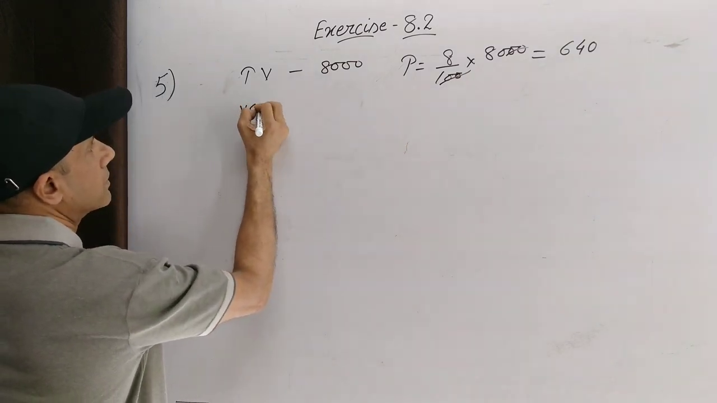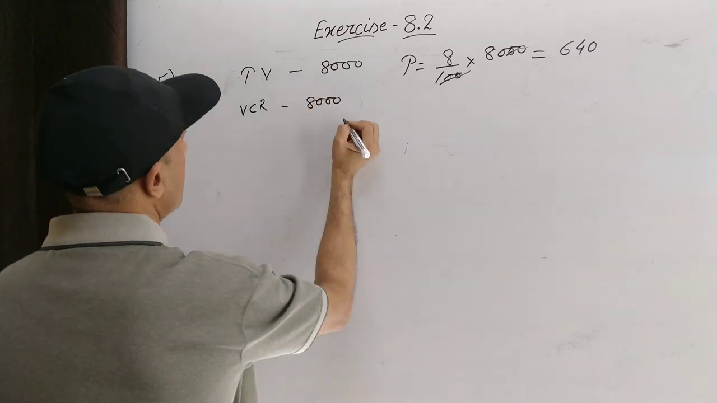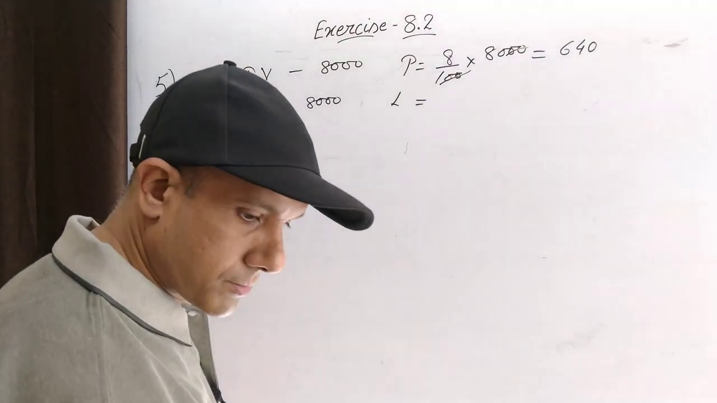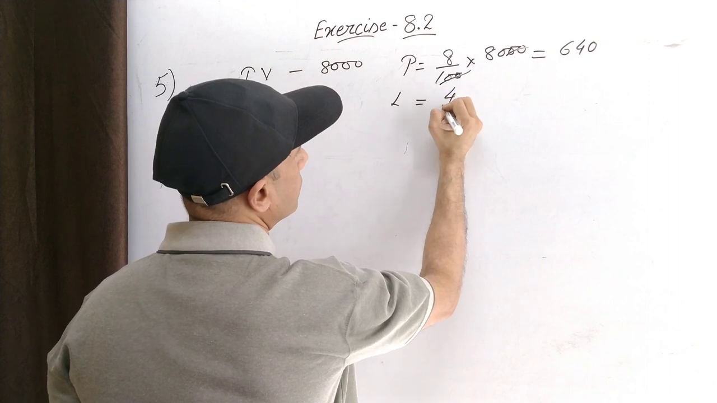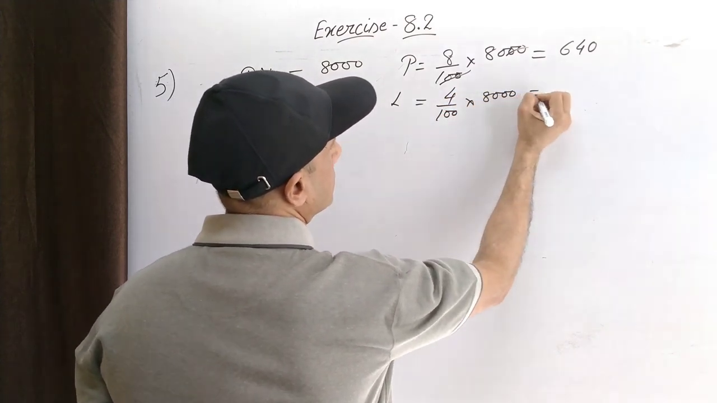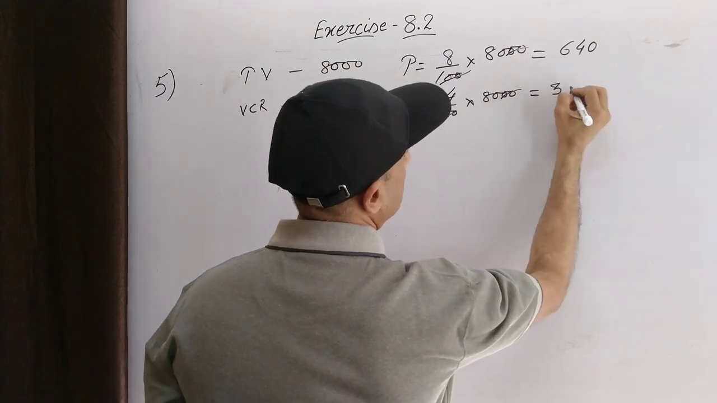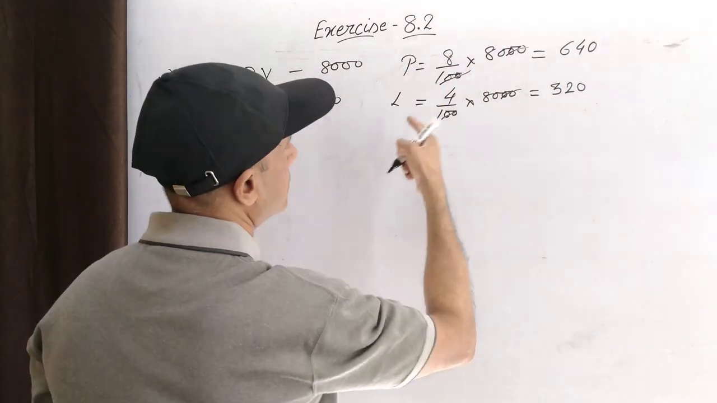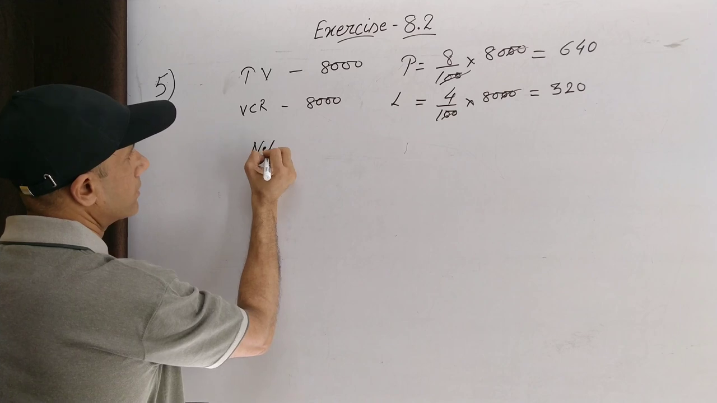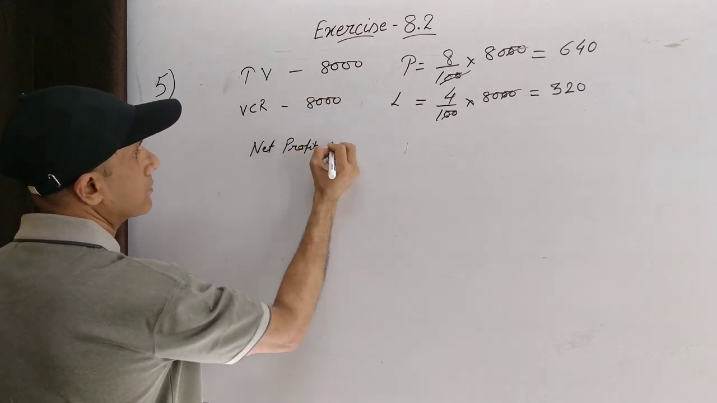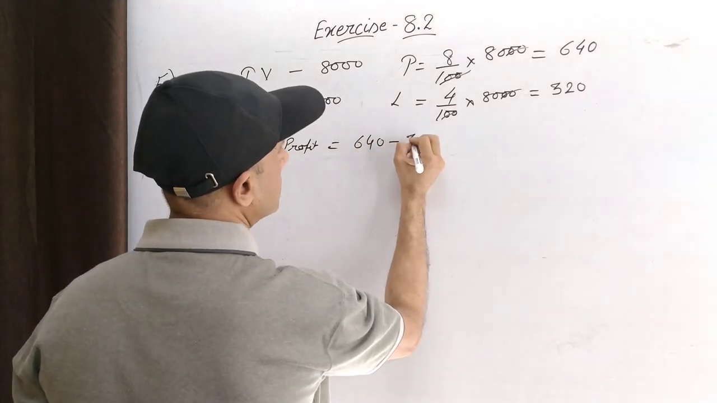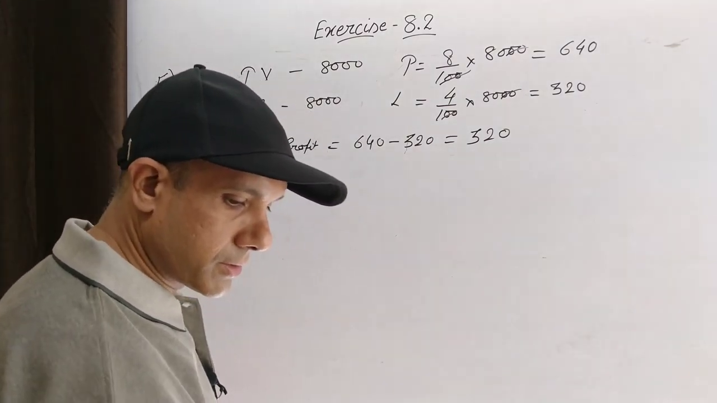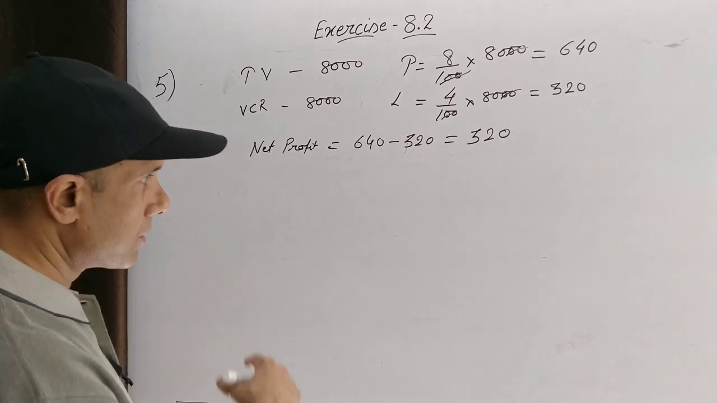So now VCR was again bought for 8,000 rupees and it was sold for a loss of 4%. So loss will be 4/100 into 8,000. This equals to 320 rupees. So you can see profit is more than loss. So net profit on the transaction will be equal to 640 minus 320. This equals to 320 rupees. Now we have got a profit in this transaction. We have to find the percentage.